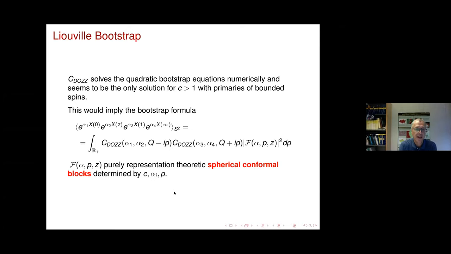If that's correct, then you would have the following formula for the four-point function. I told you that the four-point function should be a quadratic expression in terms of the three-point functions. Once you put in the spectrum that Teschner found, and take the DOZZ C's, you have an explicit formula for the four-point function, which is now given by an integral instead of a sum, because the spectrum is continuous. So there are some factors. It's quadratic in the C's, and then there's an explicit factor, which is a purely representation-theoretic thing. I will come back to that later. But there's an explicit conjecture for the four-point function.